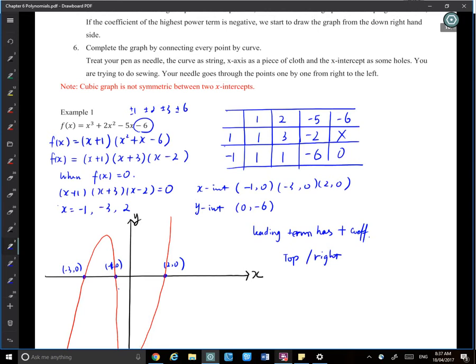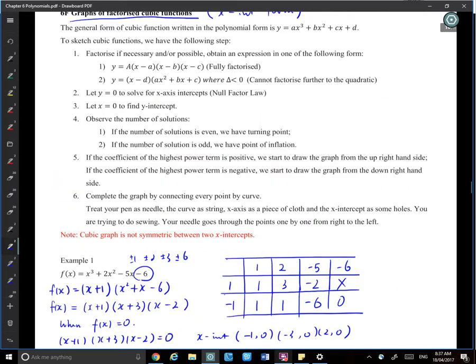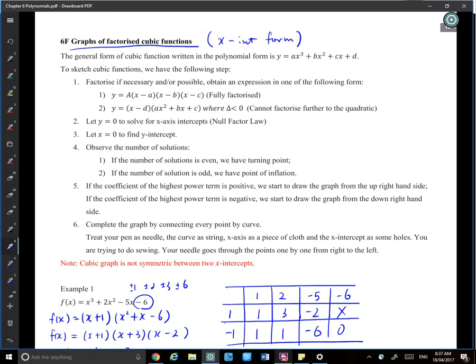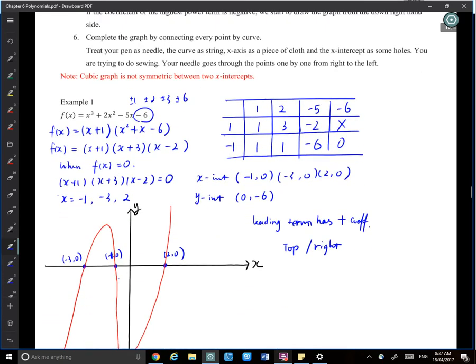A revision for what we have learned before the holiday, before the term break. We're up to 6F, which is graph the polynomials. There must be one question related to graphing. So how do we graph polynomials?